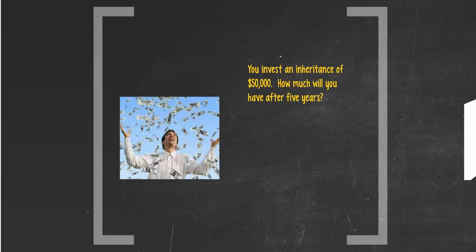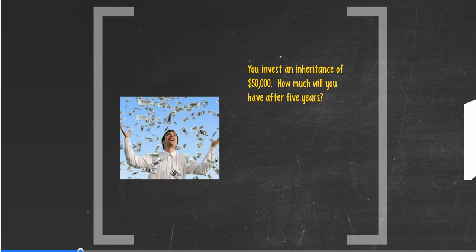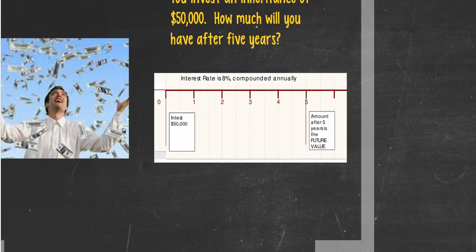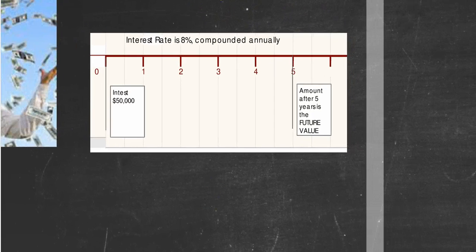And the first question is this. You inherit $50,000 and you're going to invest the inheritance of $50,000, and the question is, how much will you have after 5 years? So to explore this question, or in general to explore questions about the time value of money, what we want to do is look at a timeline. And this is going to help us visualize what's going on here.